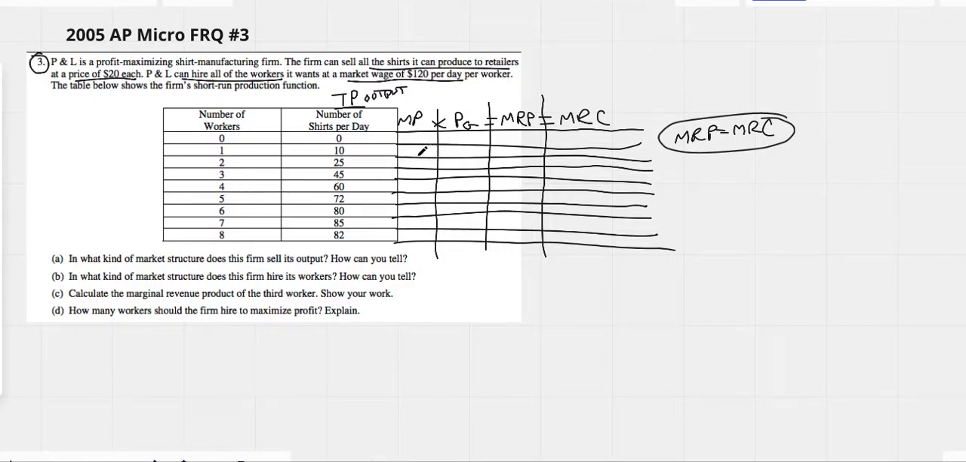So we're going to find our marginal product. That's the first thing we're going to do. This would obviously be 10, 15, 20, back to 15, 12, 8, 5, and looks like -3. They've given us the price of the good. The price of the good is $20. It is the shirt that is produced. So this is $20 all the way down.